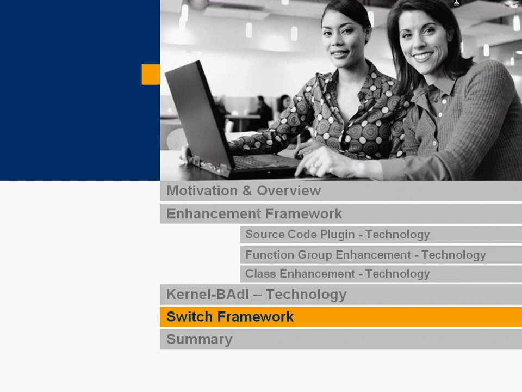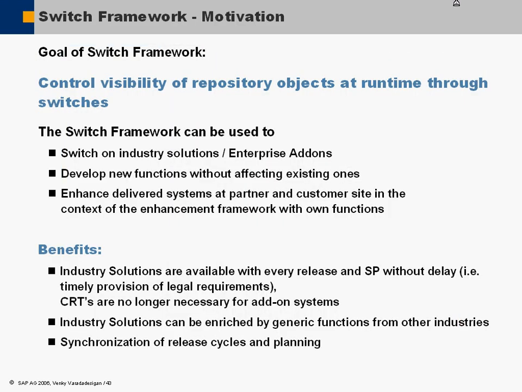Okay, we are in the final stage. The last chapter is the switch framework. What is the switch framework and why do we need it? This is basically to control the visibility of repository objects at runtime. Typically in the ABAP server, the repository objects are either present or not present. It cannot be in an intermediate stage.